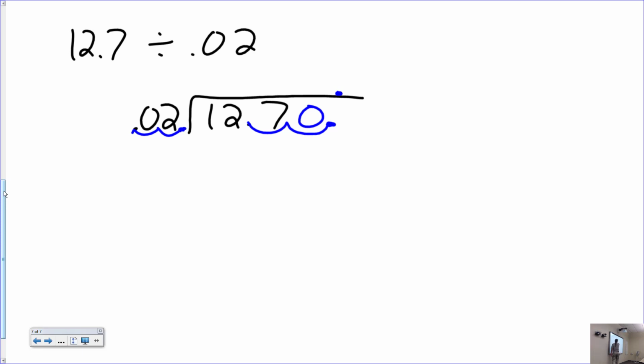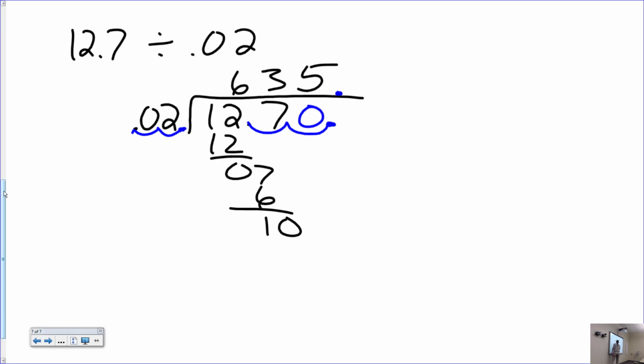Now you're just dividing 2 into 1,270. How many times does 2 go into 12? 6. How many times does 2 go into 7? 3. And how many times does 2 go into 10? 5. And nicely enough, do I need any decimals on this particular answer? No. Straight up, 12.7 divided by 0.02 is 635. All right? Not bad?